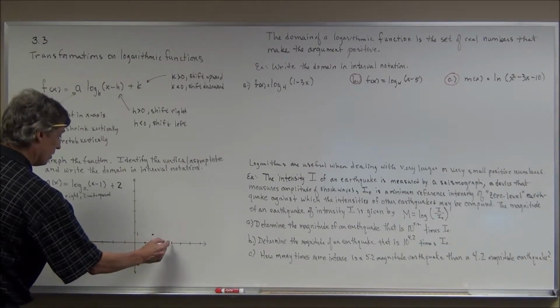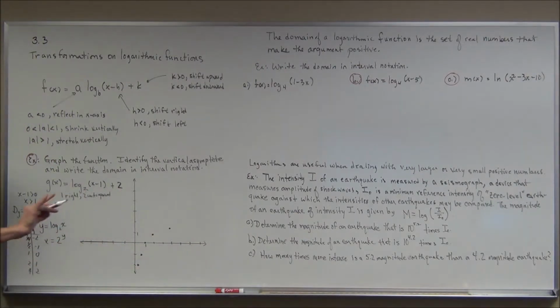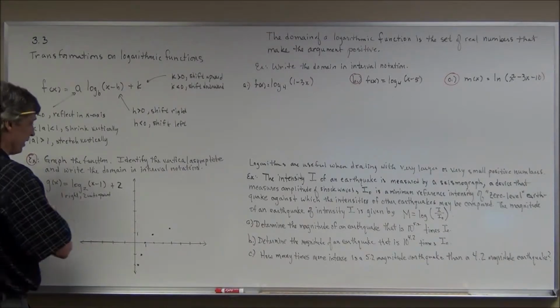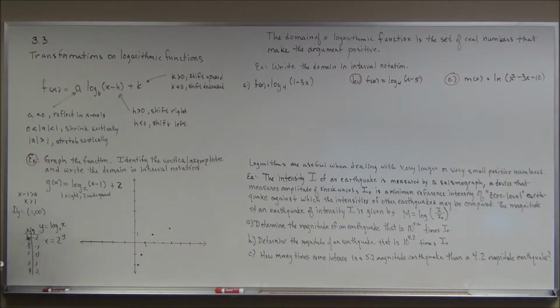And 4, 2 would be here. And I can draw the curve. Now, I'm not going to draw the curve. What I am going to do, though, because all I have are translations, is use those 5 points to graph this curve, to find 5 points to sketch my curve.